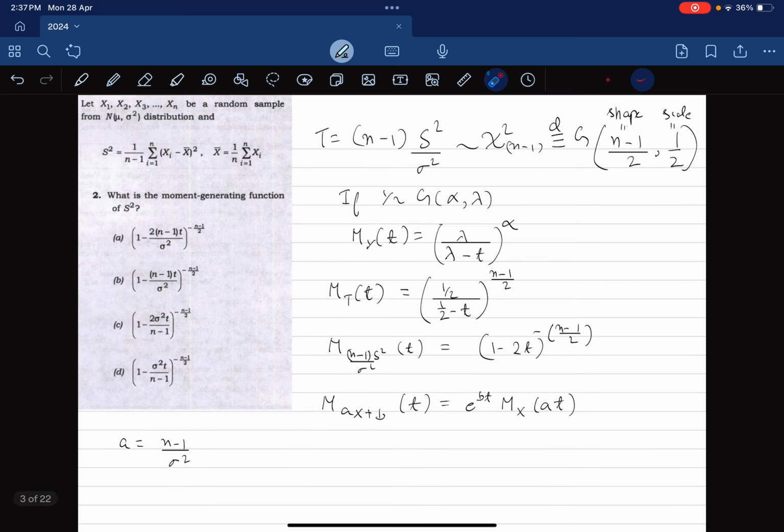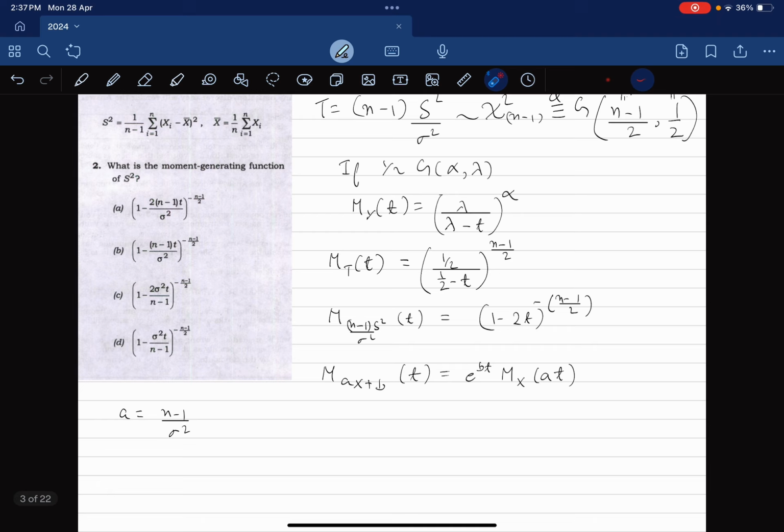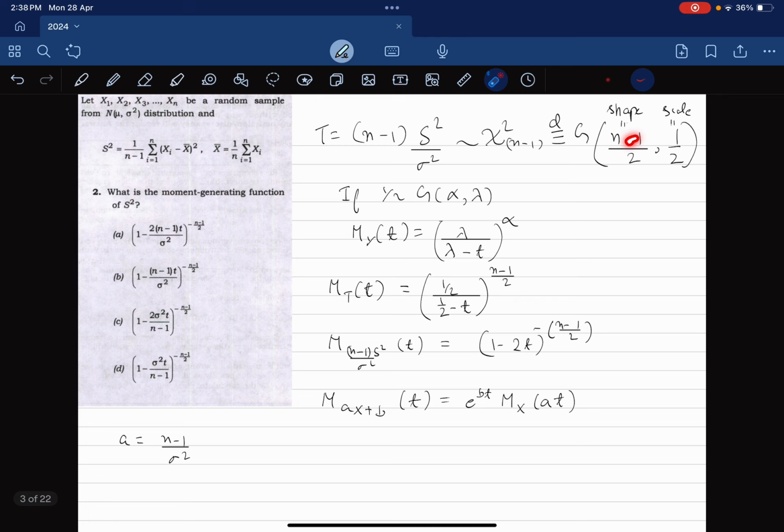If y follows our gamma distribution with alpha comma lambda, this is a dummy variable. This is to inform you of the formula. If y follows gamma with shape parameter equal to alpha and scale parameter equal to lambda, our moment generating function M of t will be lambda over lambda minus t, whole to the power alpha. By the same logic, I have assumed this variable to be t. Our M of t will be scale parameter over scale parameter minus t, whole to the power shape parameter.